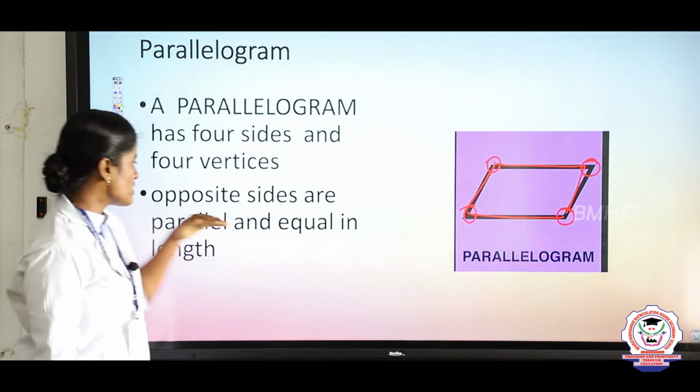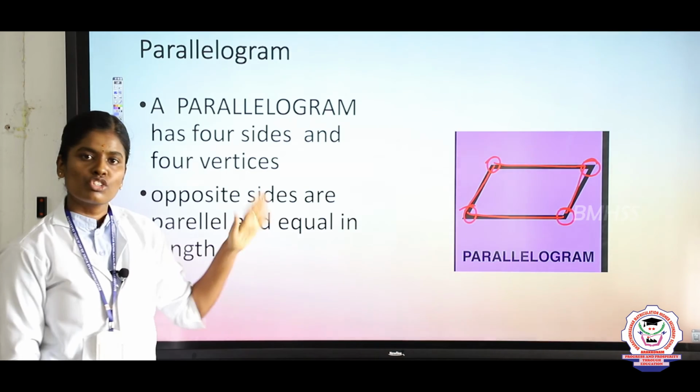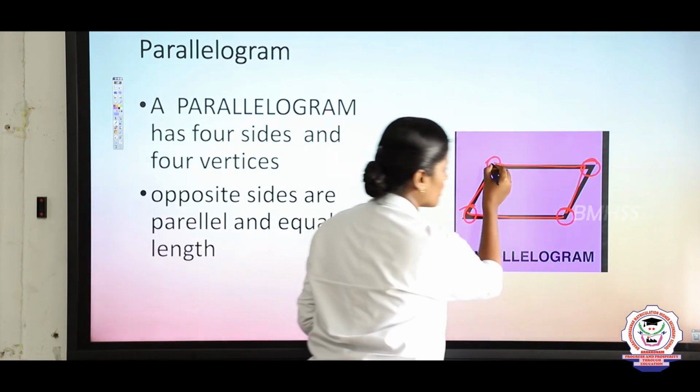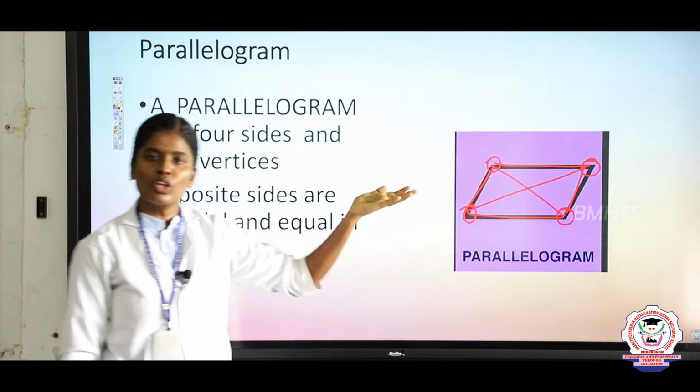The next one is opposite sides of the parallelogram are equal in length. So opposite sides are equal. Okay. So the figure name is parallelogram.